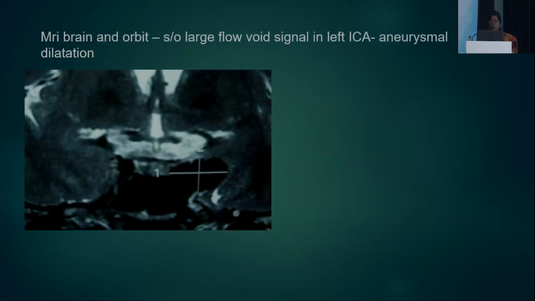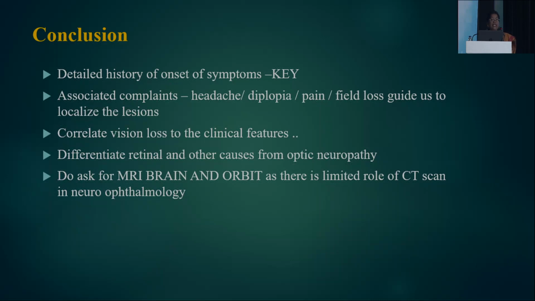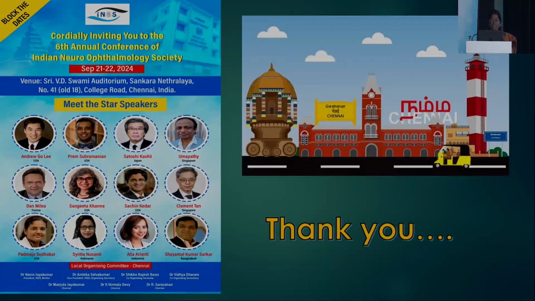So I think I may not have time to cover diplopia. So let me move on to the last slide. Detailed history taking is very important in neuro-ophthalmology. Associated signs and symptoms like headache, ICP features, type of field loss, concentrate on that particular history also. Correlate the vision to the clinical features. Differentiate retinal versus optic neuropathy, and ask for MRI brain and orbit as and when required, because sometimes you will have an incidentaloma and you may have some other ophthalmic disease. So always correlate the vision loss.